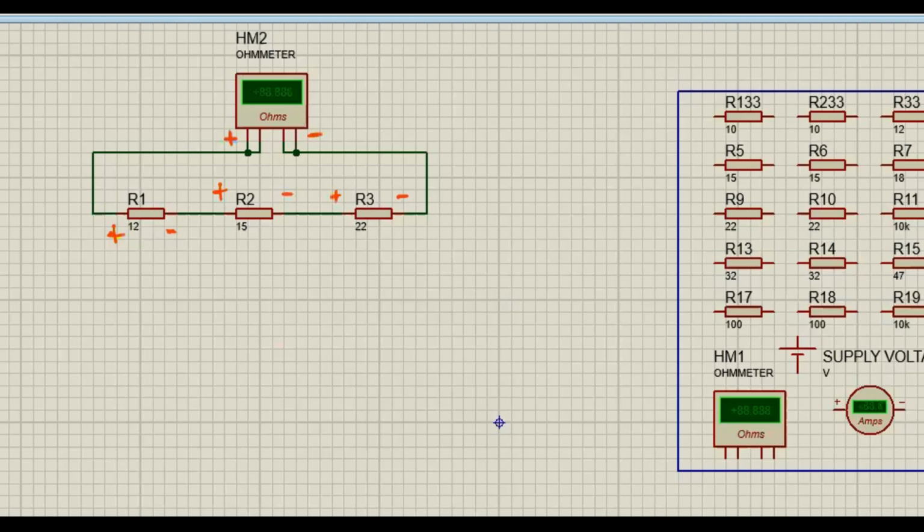You take the positive of R1 and connect it to the positive of R2. Okay, so we grab the wire. The positive of R1 goes to the positive of R2. Do you see it's the same thing as short circuiting? Do you see this, guys? Then we have our resistance R2 plus R3, giving us 37 ohms.